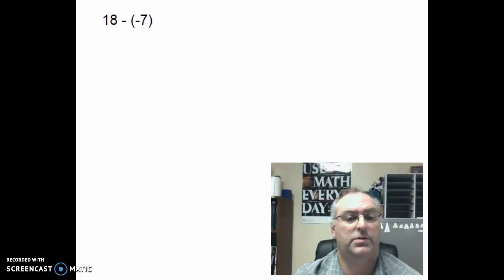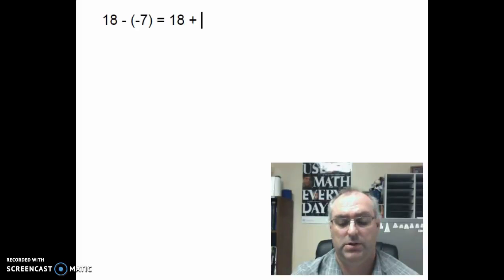So now let's try this example. 18 minus negative 7. Well, we're going to keep the first number. We're going to change the problem to addition. And then we're going to change the sign on the second number. The negative 7 will become a positive 7. And then we're going to follow the rules for addition.